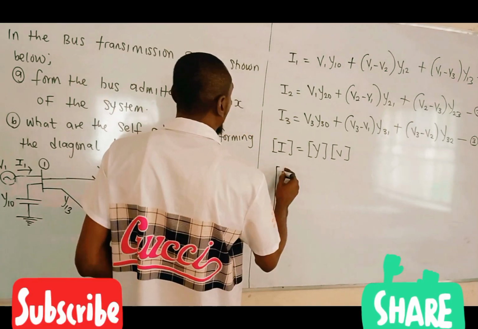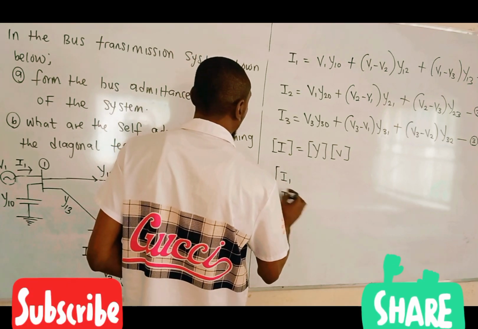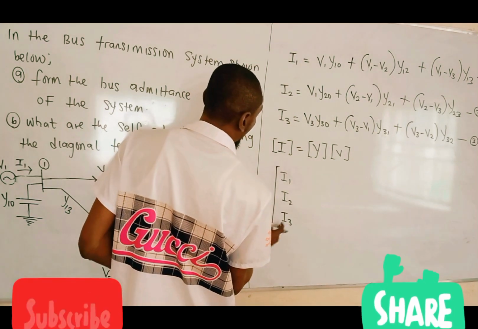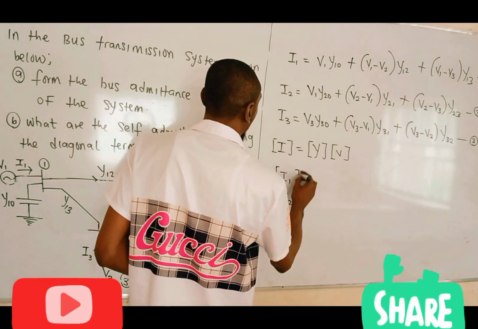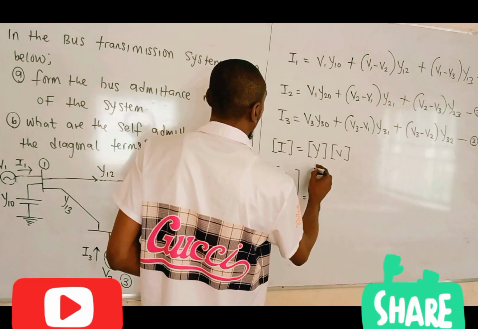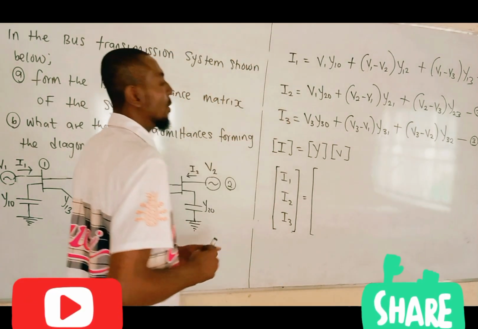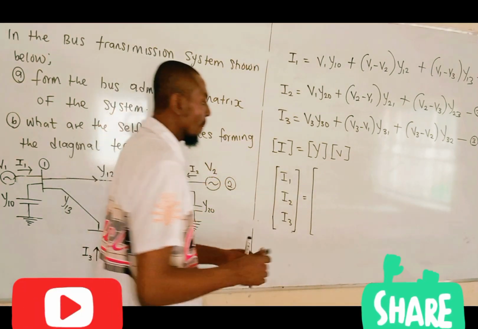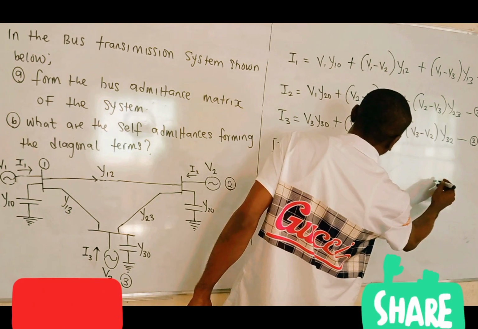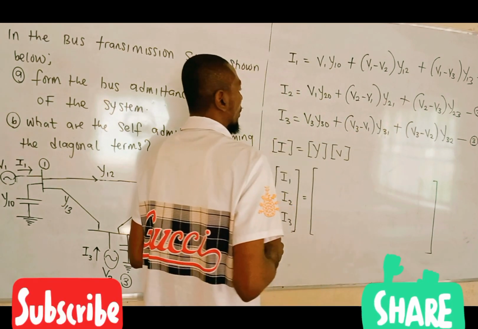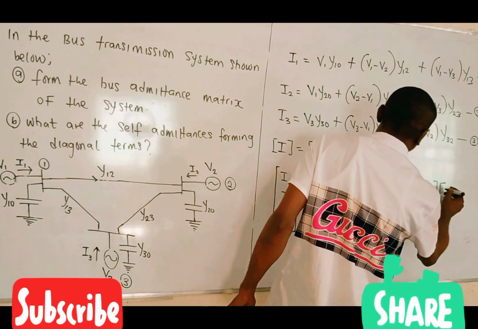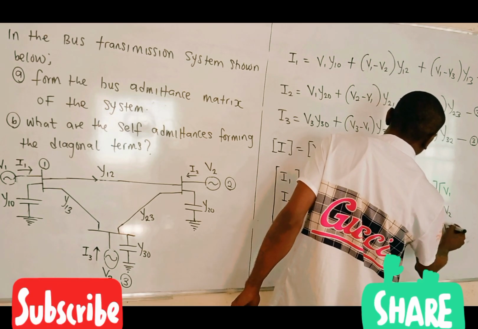We're going to represent this way. We have the current matrix: I1, I2, and of course I3, is equal to the admittance matrix, multiplied by the voltage matrix: V1, V2, and V3.